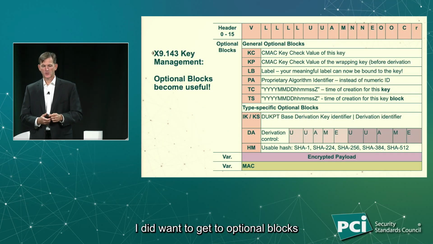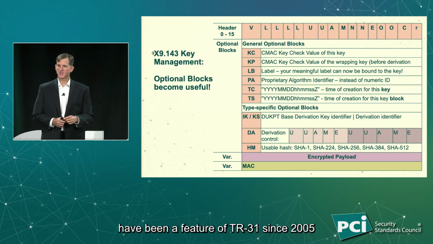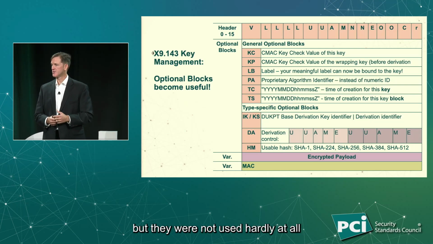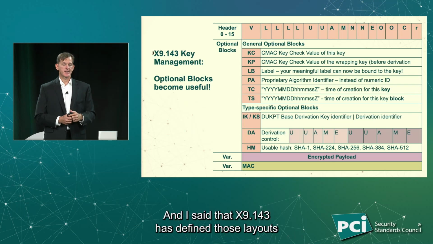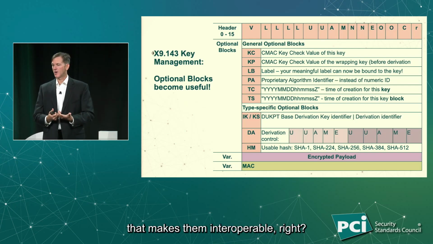I did want to get to optional blocks, and I've mentioned before that optional blocks have been a feature of TR-31 since 2005, but they were hardly used at all because they didn't have defined layouts. And I said that X9.143 has defined those layouts, and since it's a standard with a defined layout, that makes them interoperable.